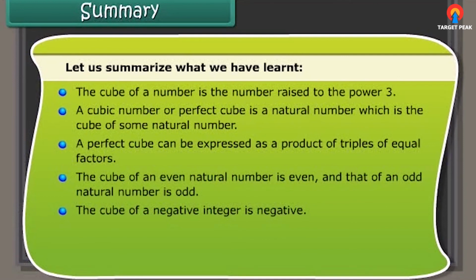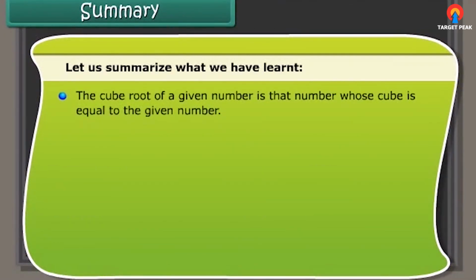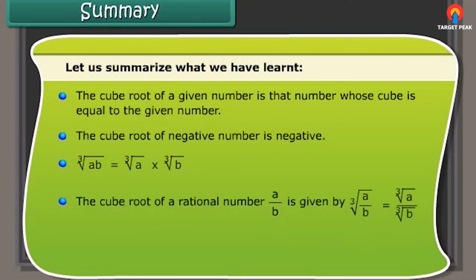The cube of a negative integer is negative. The cube of a rational number A/B is (A/B)³, which is equal to A³/B³. The cube root of a given number is that number whose cube is equal to the given number. The cube root of a negative number is negative. The cube root of AB is equal to the cube root of A × the cube root of B. The cube root of a rational number A/B is given by the cube root of A/B is equal to the cube root of A upon the cube root of B.